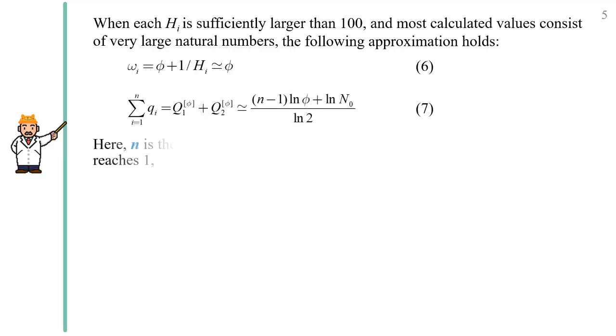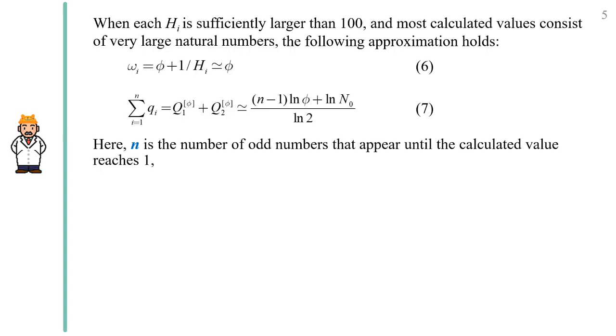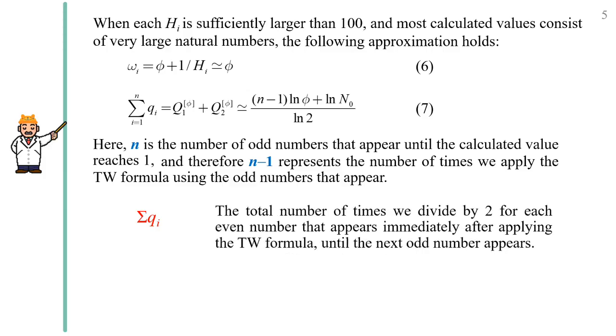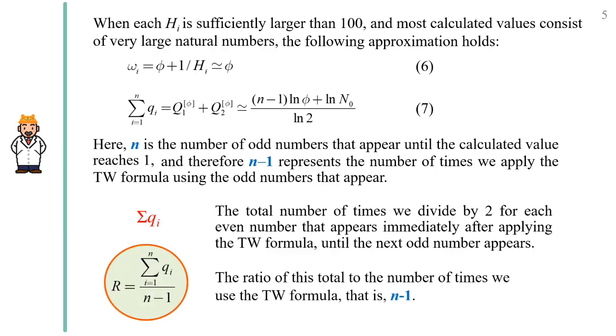Here, n is the number of odd numbers that appear until the calculated value reaches 1, and therefore n-1 represents the number of times we apply the TW formula using the odd numbers that appear. Let sigma q sub I be the total number of times we divide by 2 for each even number that appears immediately after applying the TW formula until the next odd number appears. We define R as the ratio of this total to the number of times we use the TW formula, that is, n-1.